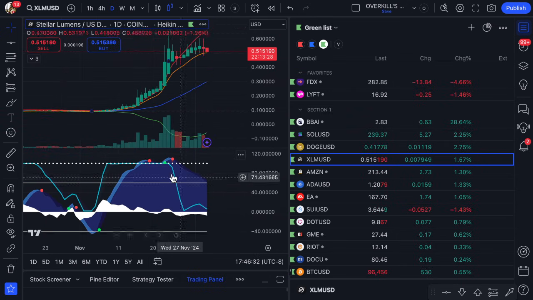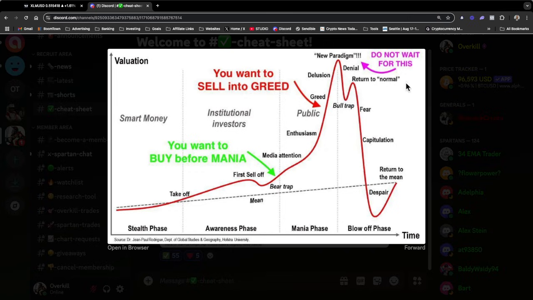But again, we're cracking down here. We got red candles, a red dot. The stochastic's pointing down, and we're at a 40% premium. I don't want to buy assets at a 40% premium, and I don't think you should either. So let's wait. Let's be patient. Let's wait for the reset.